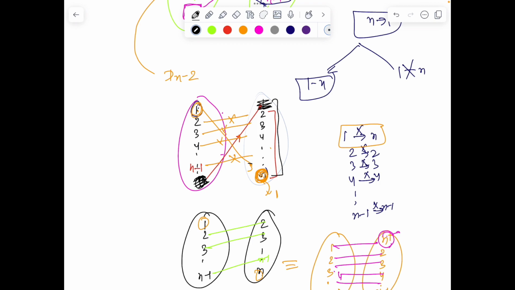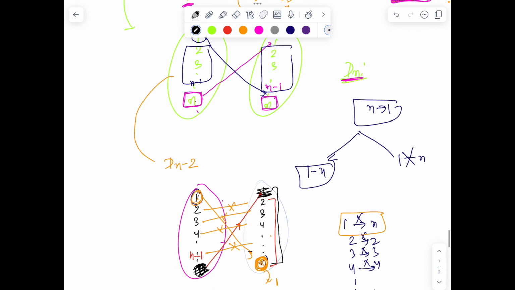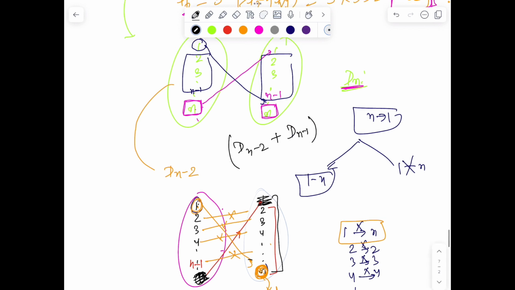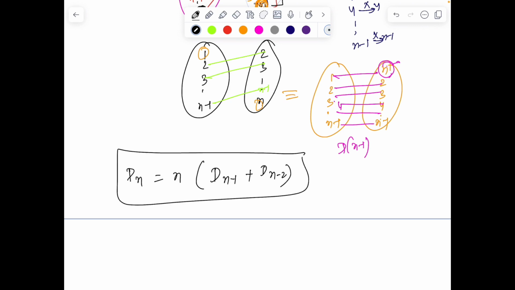Okay. Now of course, how many ways were there to select for n to go? It could have gone to any one of the n possibilities. Because 1 is not special, like n is going to 1. So that's why when n goes to 1, in that case, the number of possibilities that we are having is dn minus 2 plus dn minus 1. Now it might happen that n is going to 2, 3, 4, so n possibilities. So total possibilities will be n times dn minus 2 plus dn minus 1. Hence derangement of n equals n times derangement of n minus 1 plus derangement of n minus 2. And this is the recurrence relation.